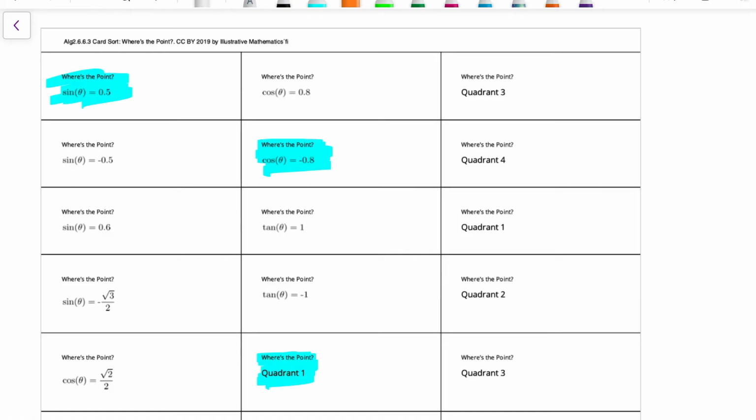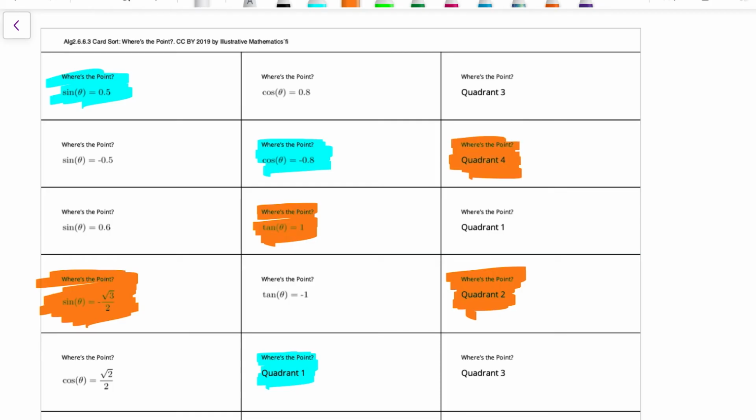But if I say sine of negative square root of 3 over 2 and I say quadrant 2, that cannot be possible. That's why I made it orange. So the blue is possible, the orange is not possible, because sine is the y value, and the y value is not negative in quadrant 2. Let's see, tangent is positive 1. Tangent is only positive in the first and the third quadrants. So if I say quadrant 4, I am wrong because in quadrant 4, tangent has to be negative.